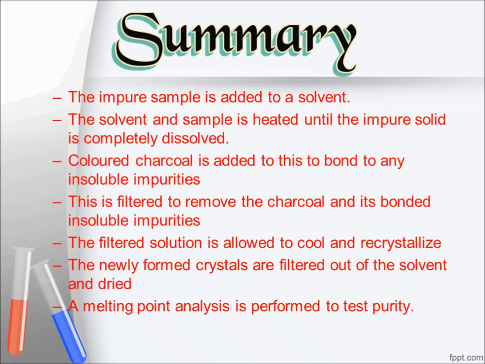Alright, so just to quickly review recrystallization. First of all, the impure sample is added to a solvent. The solvent and sample are heated until the impure solid is completely dissolved. Then the charcoal is added to bond to any impurities. This is filtered to remove the charcoal and the bonded impurities. The filtered solution is allowed to cool and recrystallize. The newly formed crystals are filtered out of the solvent and dried, and then a melting point is analysed to perform the test of purity.